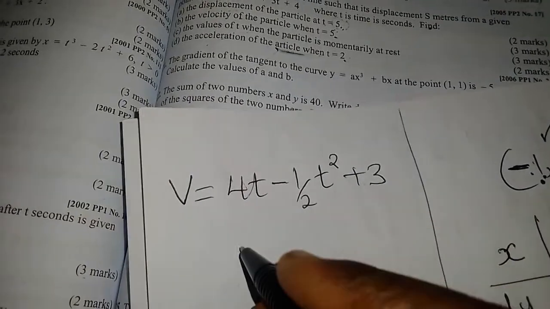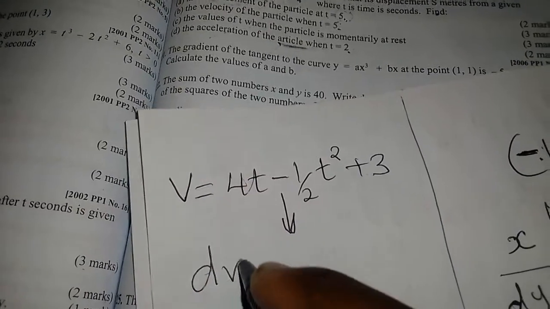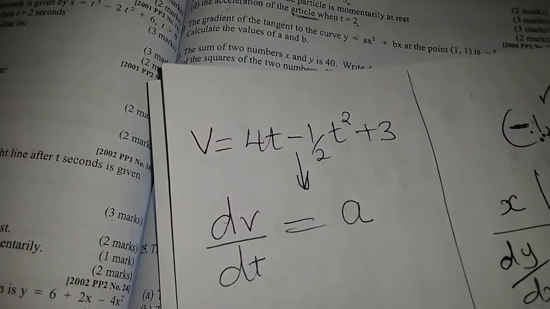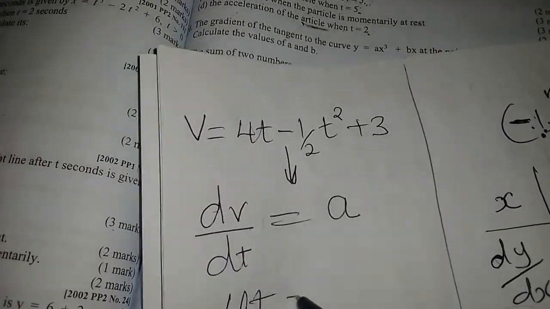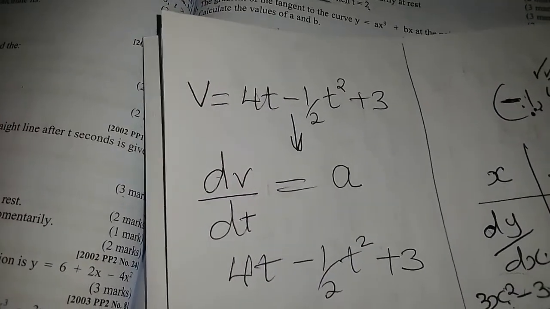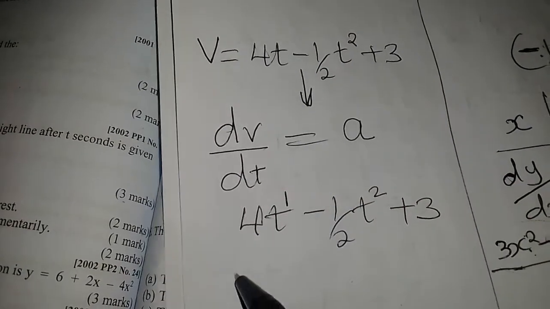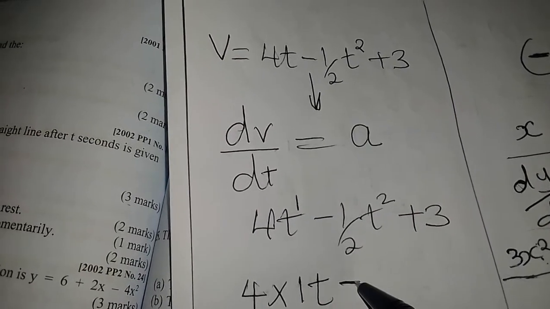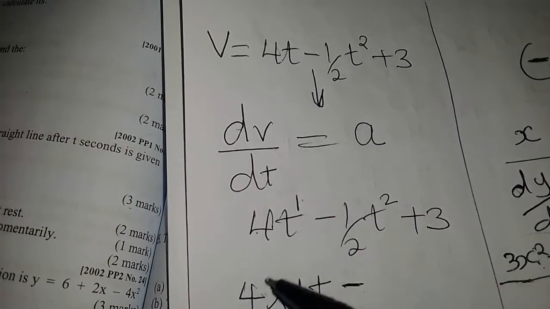Now that means this one can be differentiated. So dv/dt must give me the equation for acceleration. That means I'm going to get 4t minus a half t squared plus 3. How do I differentiate this? I assume I have 1 here. So I'll say 4 times 1, then t. Why am I writing like this? Because I know it is 4 times 1, that is it.